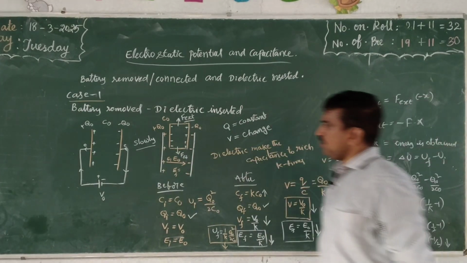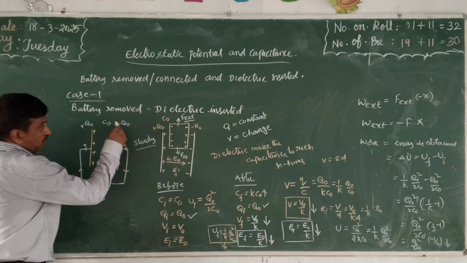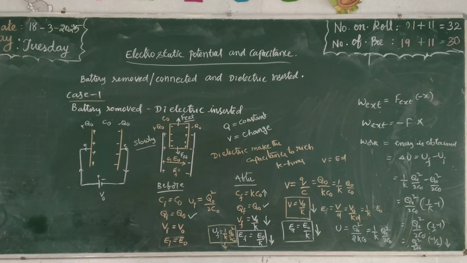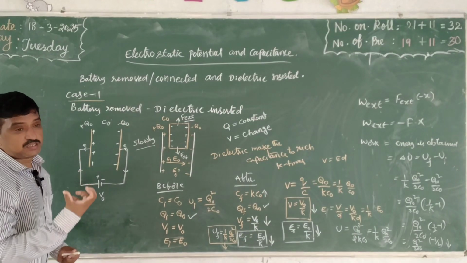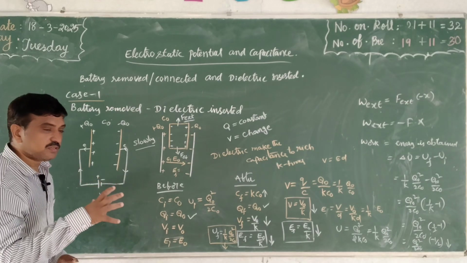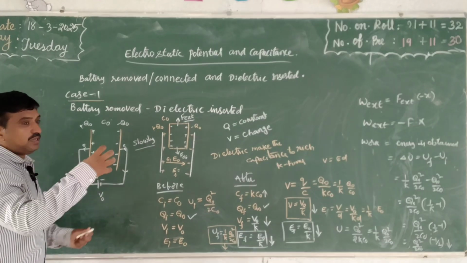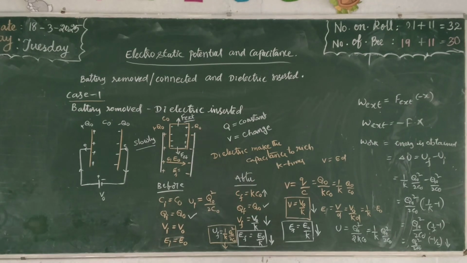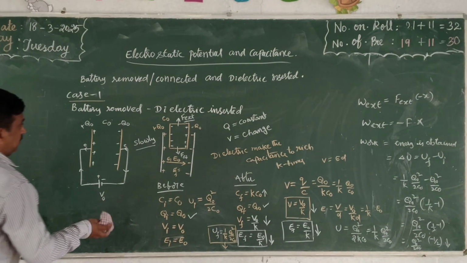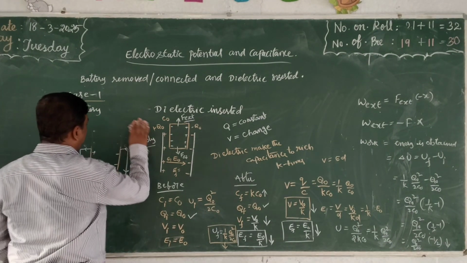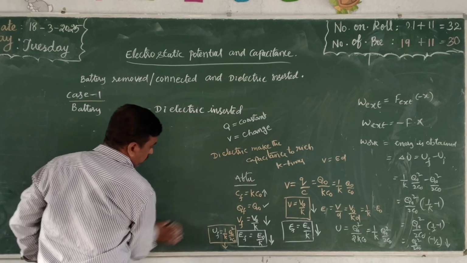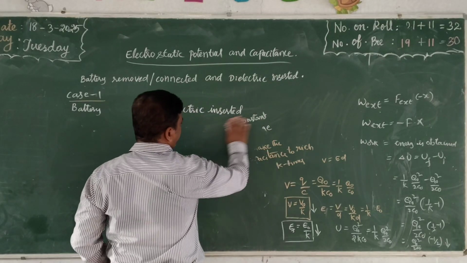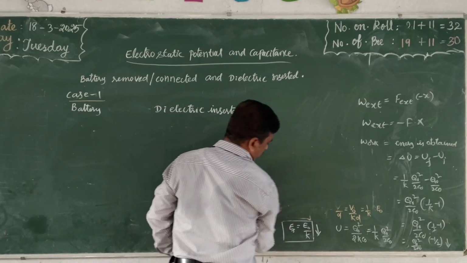So this is the concept when the battery is removed and the dielectric is inserted. Yes? So capacitance increases K times, electric field decreases K times, potential decreases K times, energy decreases K times, but charge remains constant when the battery is removed and the dielectric is inserted. Yes? It is the concept involved in battery removed and dielectric inserted. Now we discuss battery connected and dielectric inserted. What are the changes there? So that we discuss. Before that, whether the force also changes or not, that also we discuss.